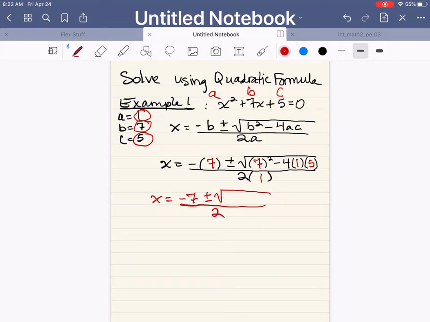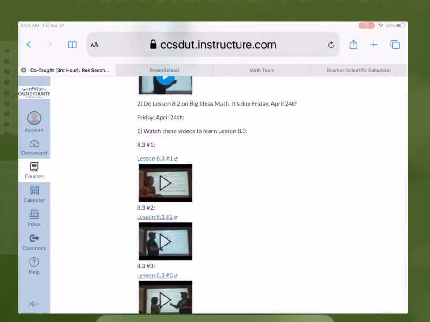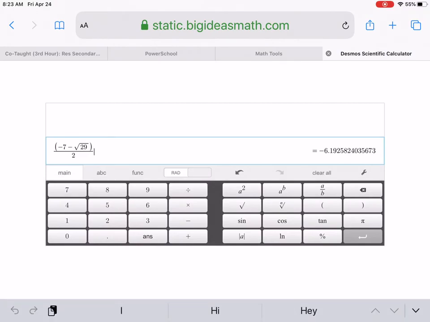Okay, now we're going to go use our calculator, and we're only going to type in not the radical, but what is underneath the radical, which is called the discriminant, which is b squared minus 4ac. In this case, 7 squared minus 4 times 1 times 5. Okay, so I'm going to go type it in my Big Ideas Math calculator, which is right here.